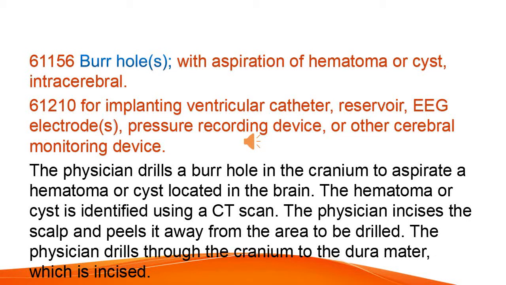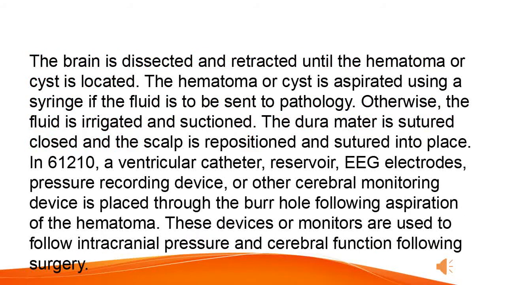The physician incises the scalp and peels it away from the area to be drilled. The physician drills through the cranium to the dura mater, which is incised. The brain is dissected and retracted until the hematoma or cyst is located. The hematoma or cyst is aspirated using a syringe if the fluid is to be sent to pathology. Otherwise, the fluid is irrigated and suctioned. The dura mater is sutured closed and the scalp is repositioned and sutured into place.